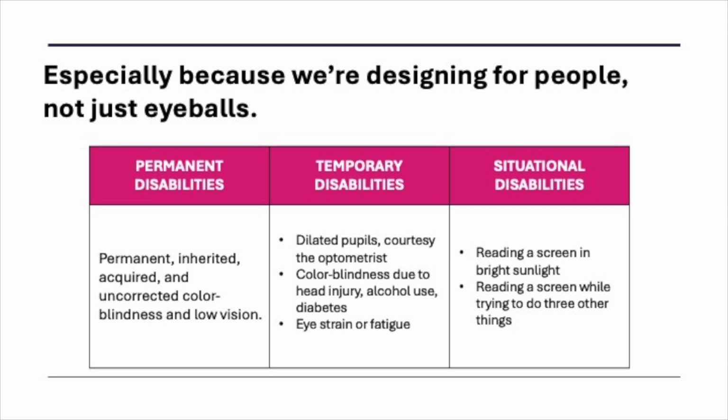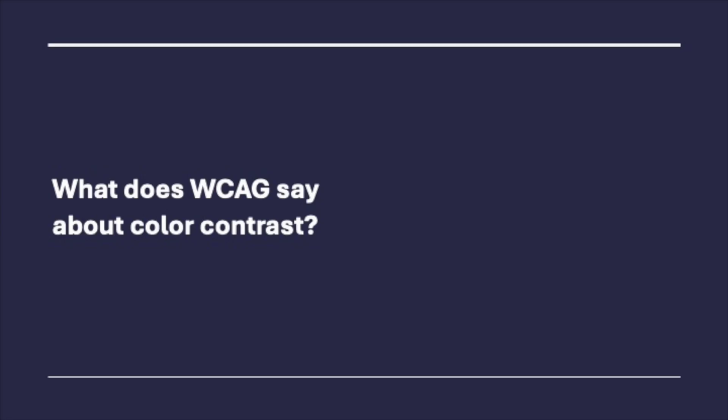And then there's also, we are designing for people who have situational disabilities. This can be reading a screen in bright sunlight or reading a screen while trying to do three other things, like when your attention is very divided and it's hard to keep your eyes on a screen. Think about if you were cooking dinner, for instance, and one of your kids was trying to show you something on their device. You're looking to the device and you're looking back in the pot to make sure it doesn't boil over, back and forth, back and forth. So you're maybe only getting a little slice of what's on the screen each time. That's a situational disability.